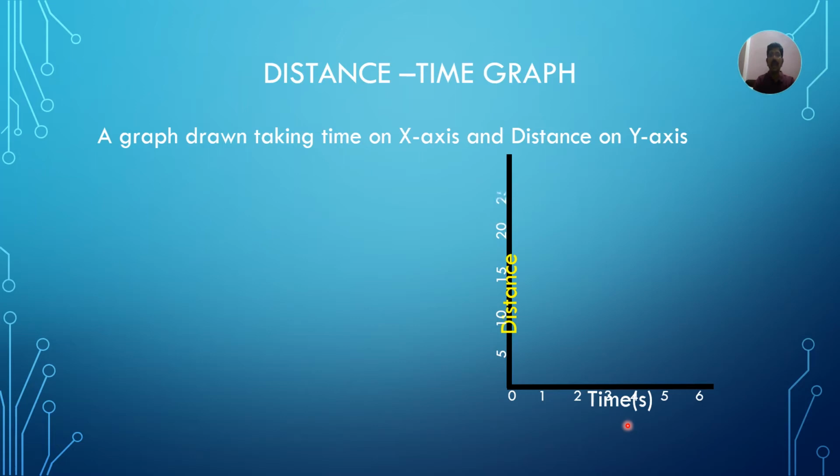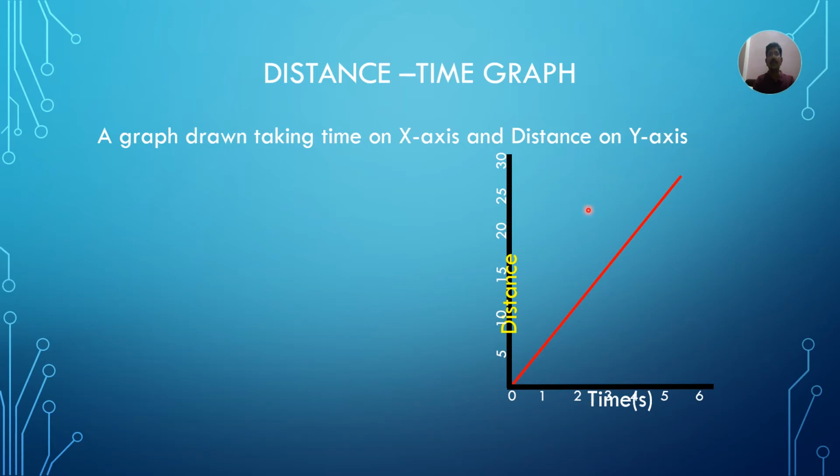If you plot the graph by taking time on the x-axis and distance on the y-axis, you will get a line. Observe this one. This line is straight. Are you clear about that? With the increasing value of time, observe this one. For 1 second, the distance traveled by the body is 5 meters. For 2 seconds, the distance traveled is 10. For 3 seconds, it is 15. For 4 seconds, it is 20. For 5 seconds, it is 25.